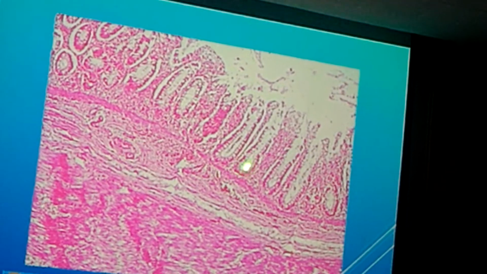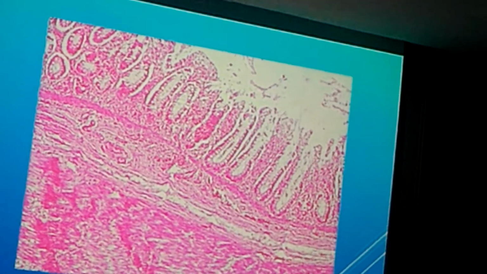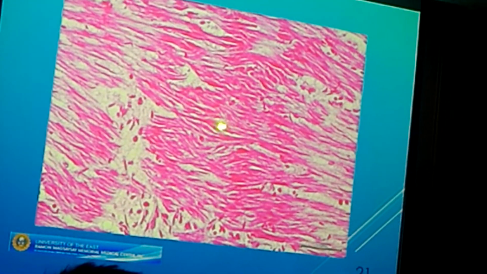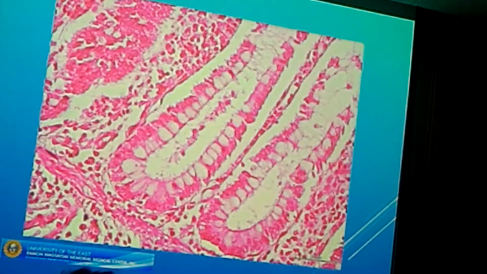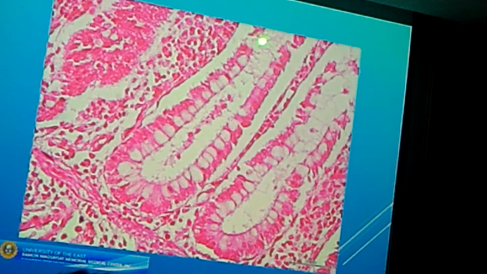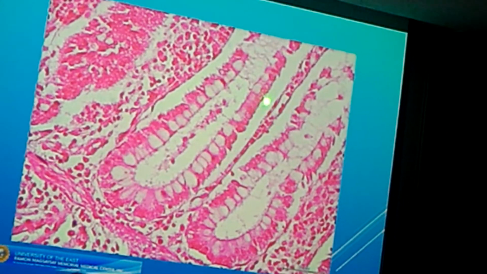So again, this is the villi. Ito yung concern natin. It's lined by the muscular part, which is made up of your smooth muscle. Okay? The nuclei are not shown very well. So this is one villus, and you have so many goblet cells already.